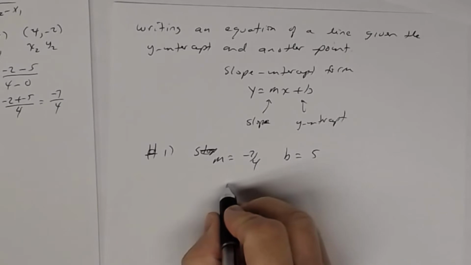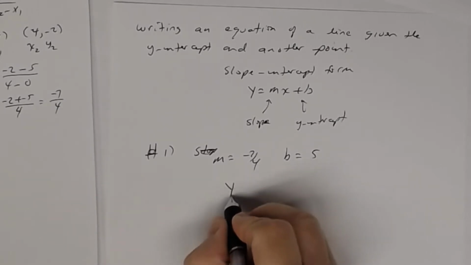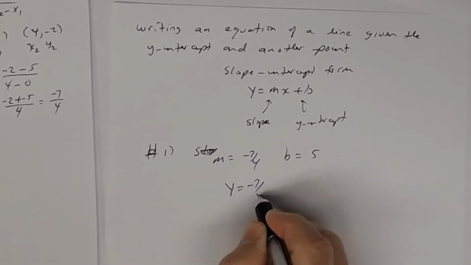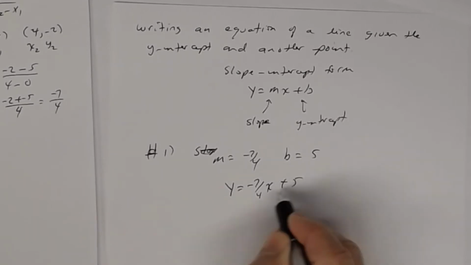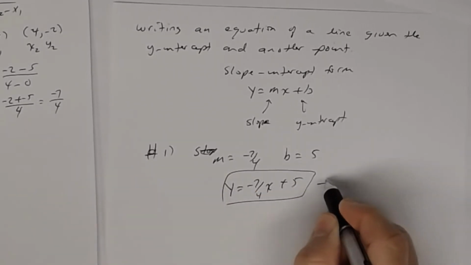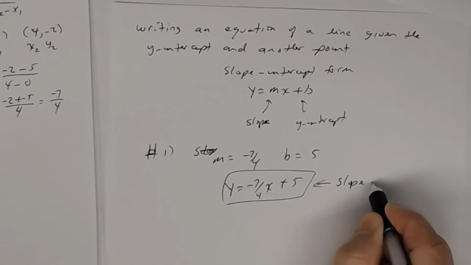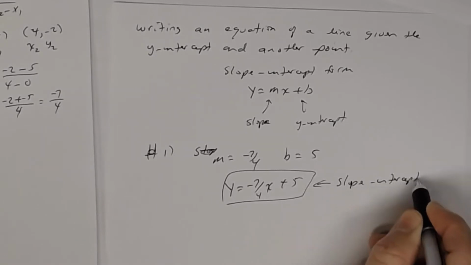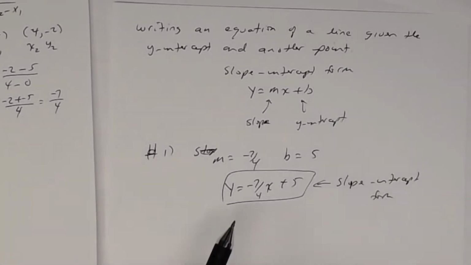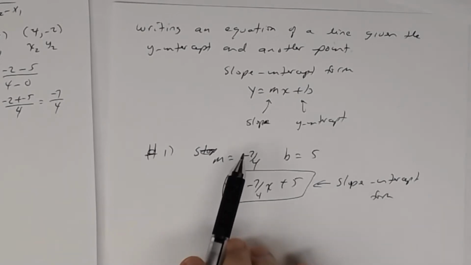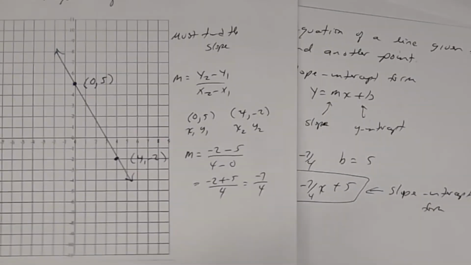So look at what you get. You get y equals negative 7/4 x plus 5. And there's your answer in slope-intercept form. Slope-intercept form. All right. So remember, to get that answer, you have to first find the slope. And so that's all this process right here.